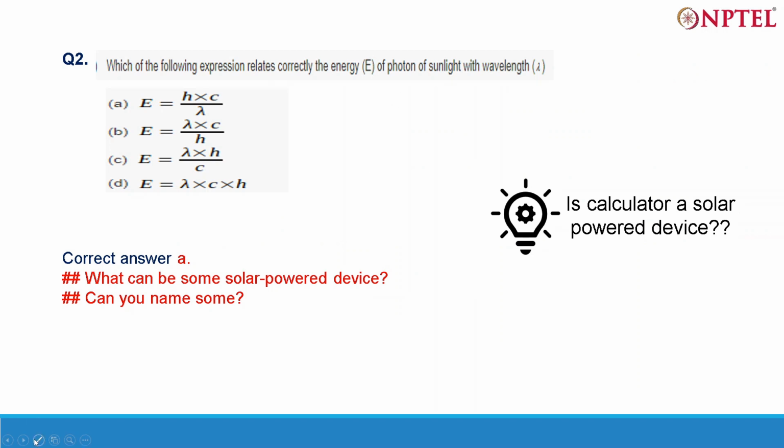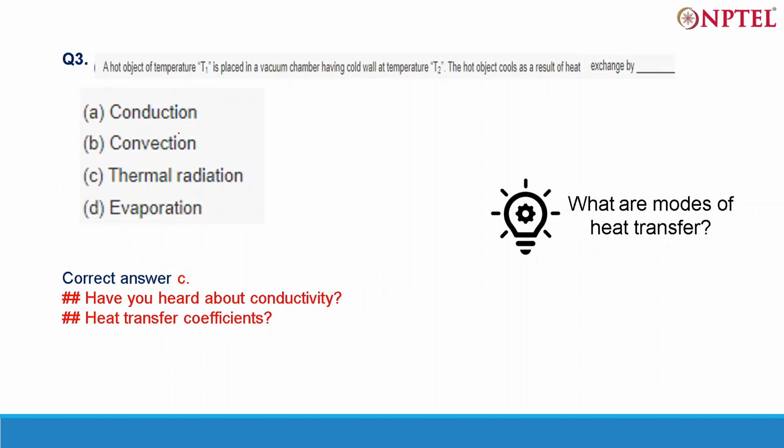If we see the week one assignment questions from previous year, these are very simple, like E equal to hc upon lambda. I don't think these are very difficult. If these types of questions come in the exam, these are 3 marks. You just have to tick them and get the marks. A hot object at temperature T1 is placed in a vacuum chamber having a cold wall. The hot object cools as a result of... The important term here is vacuum. If there is vacuum, there will be thermal radiation.